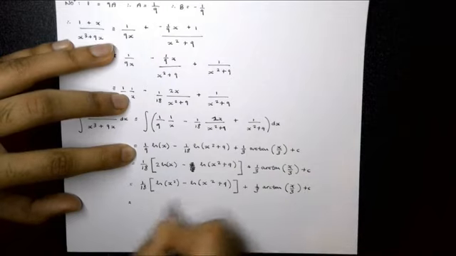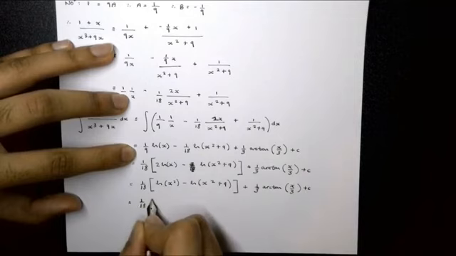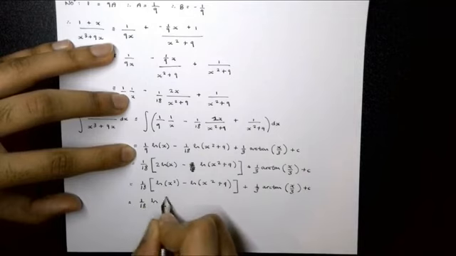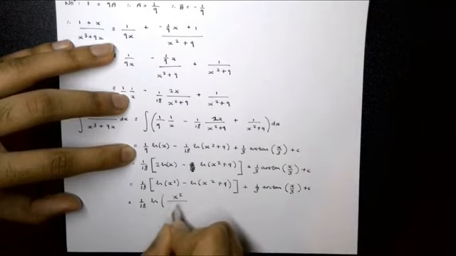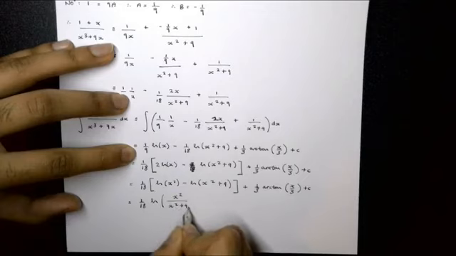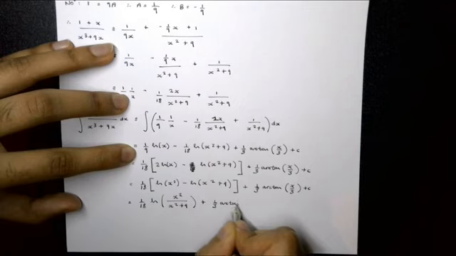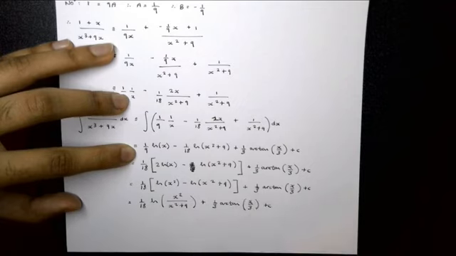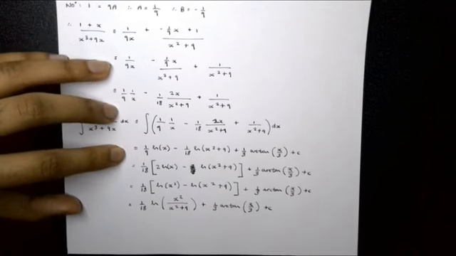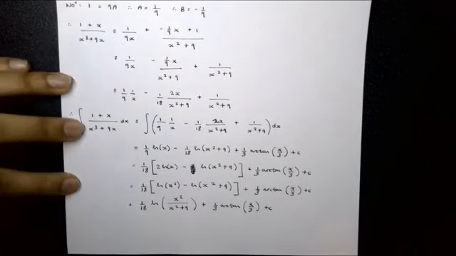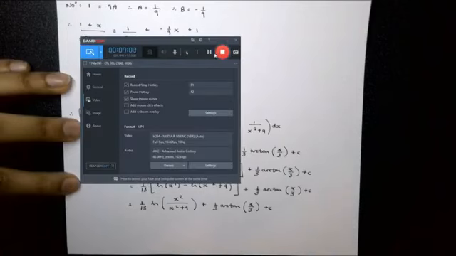So if we combine these logs, we've got 1 over 18 multiplied by the natural log of x squared over x squared plus 9, and then we add on the 1 over 3 times the arctangent of x over 3 plus c. That is our final answer. Okay, so let's just stop the video. That's our final answer.